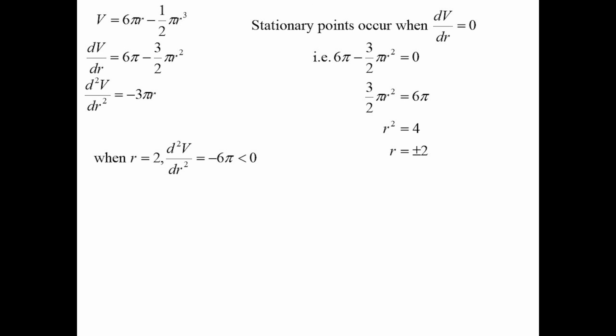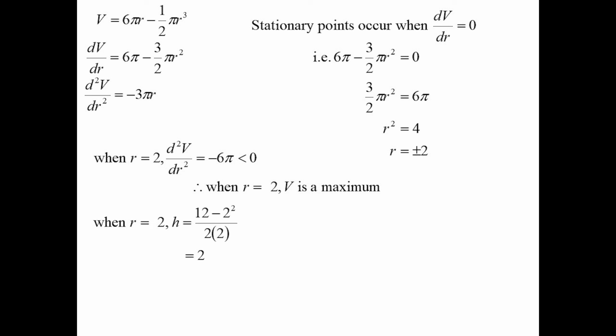So sub in positive 2, and yes, I get a negative number, negative 6 pi. That's less than 0. So yes, indeed, when the radius is 2, the volume is going to be a maximum. So we've found the optimal solution. Now, we go back and read the question carefully, make sure we know exactly what it is. What we're trying to find, what was it they asked for? Was the radius, the height they asked for? Did they want the volume as well? Okay, so we're finding all of it.